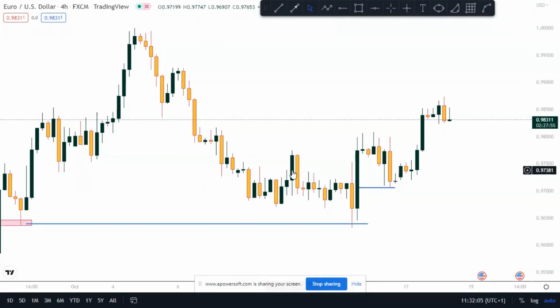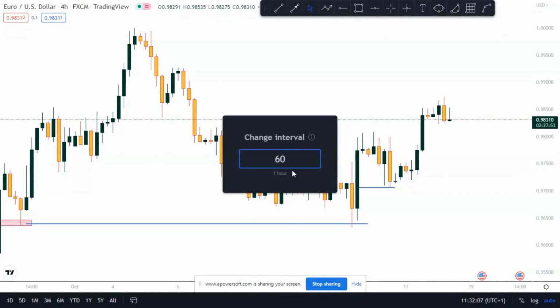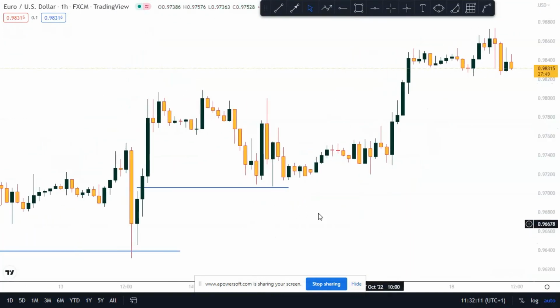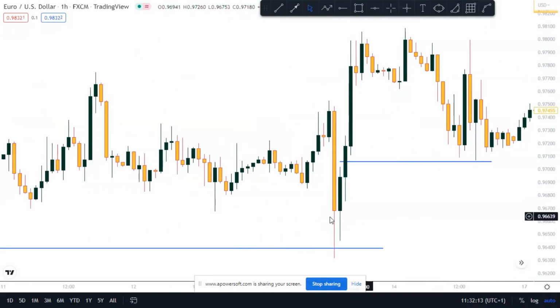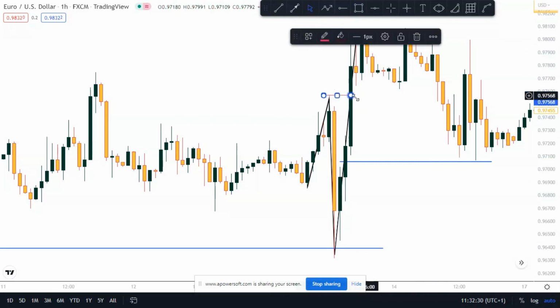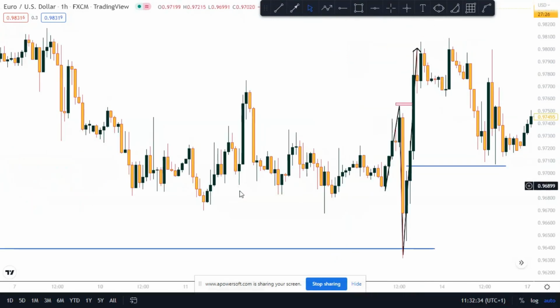Given that we're on H4, let's go to the H1. So what do we see on H1? Basically, we can see that this is the candle we moved up. The market moved up, it moved down, and then it moved up. It moved up to break a structure there. That's what I'm interested in.